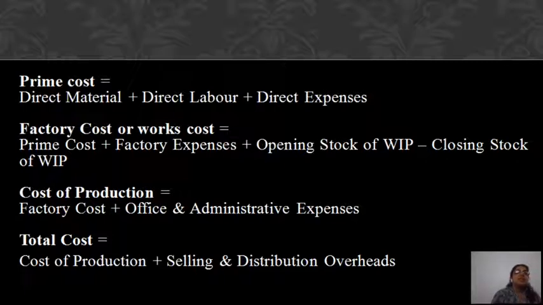The next one is factory or works cost. To the prime cost which we just found out, when we add the factory expenses and adjust the opening and closing stock of WIP, the resulting answer is known as factory or works cost. The next one is cost of production. To the factory cost, when we add the office and admin expenses, we get the cost of production. And the last one is total cost. To the cost of production, we add the last expenditure, which is selling and distribution overhead, and the resultant answer is total cost.